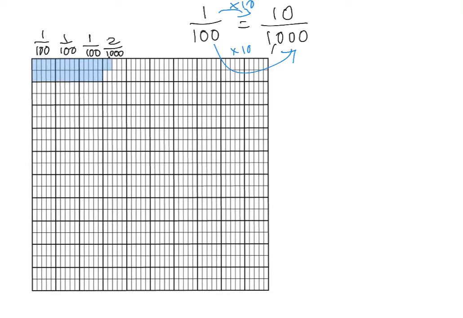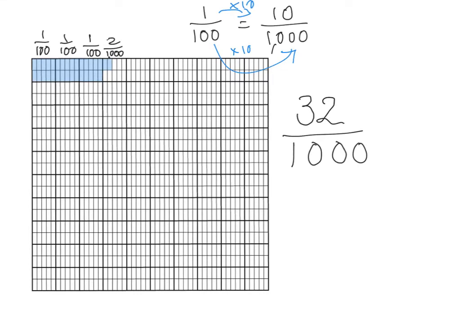Let's have a look what fraction I've got then. So I've got 3 hundredths, which would be 30 thousandths, and then I've got my 2 thousandths. So I've got 32 thousandths.